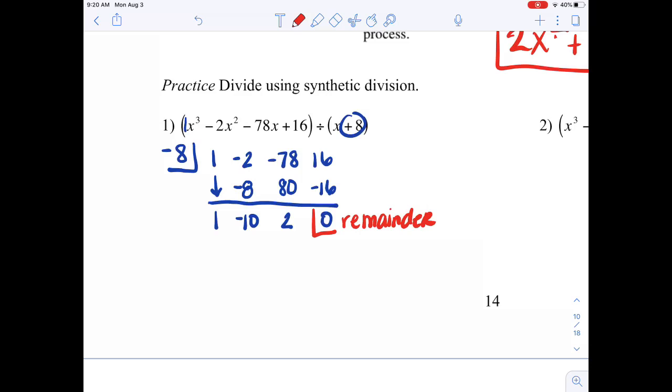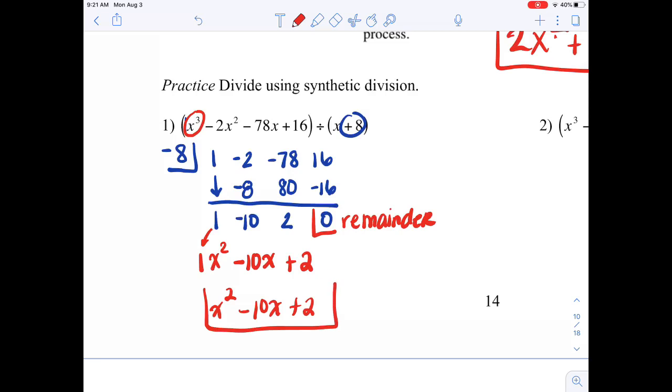So now remember, I had started with x cubed as my very first term, which means my final answer actually has to begin with an x squared. Specifically, it's going to be a 1x squared. And then I basically just keep dropping my powers down by 1. So minus 10x, positive 2, and so therefore, x squared minus 10x plus 2 is your final answer in this particular case, because again, there's no remainder.